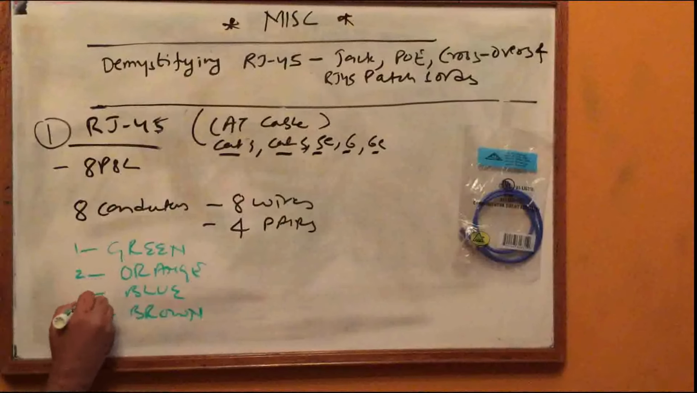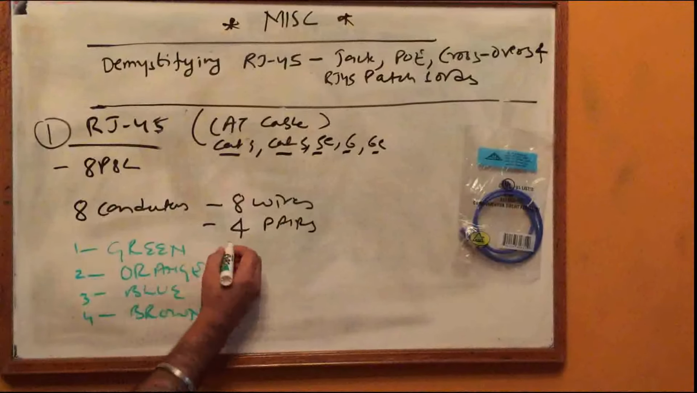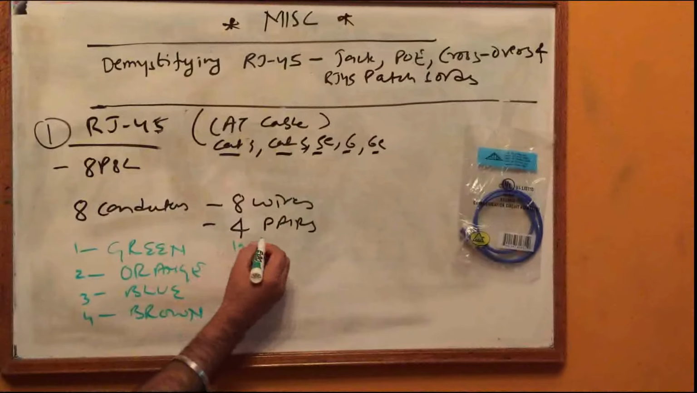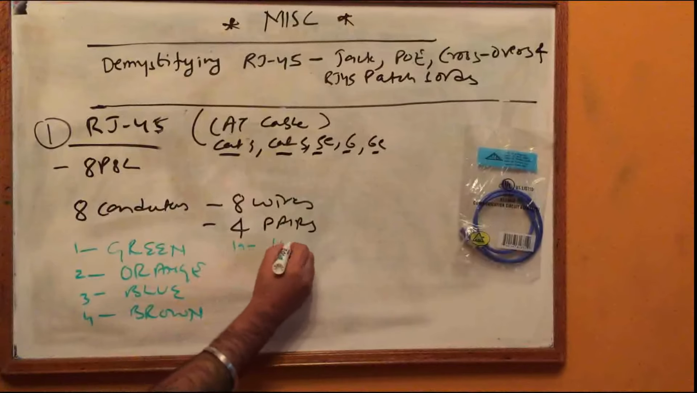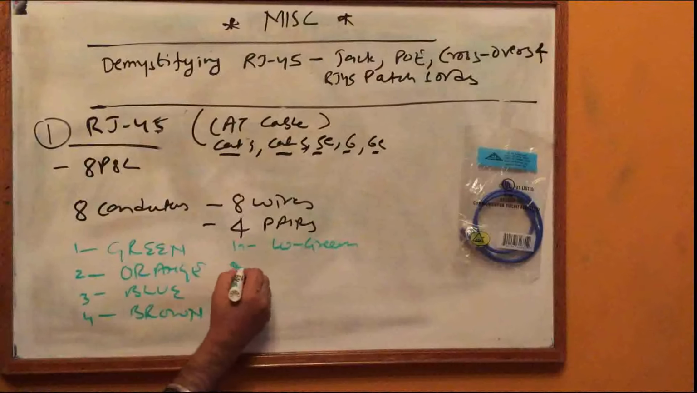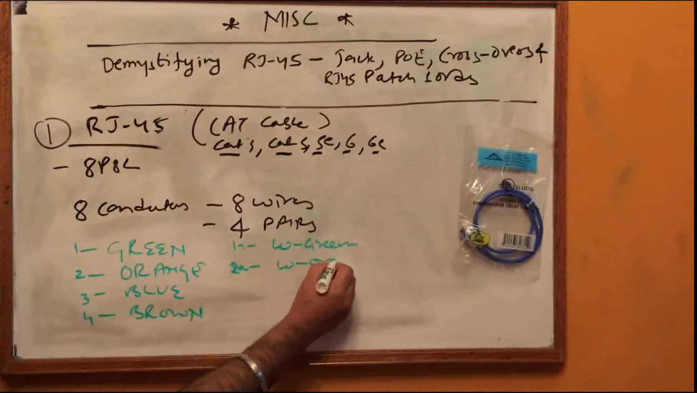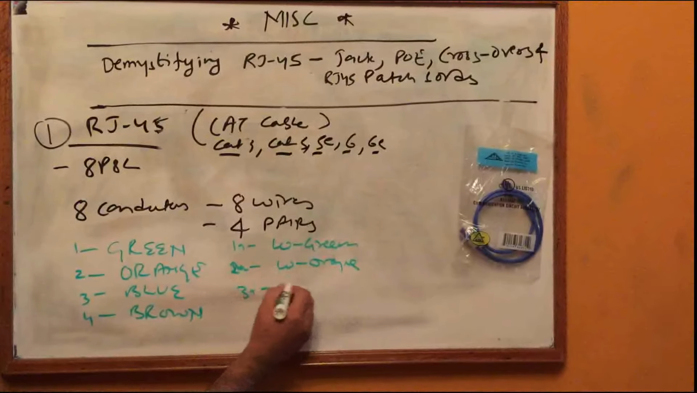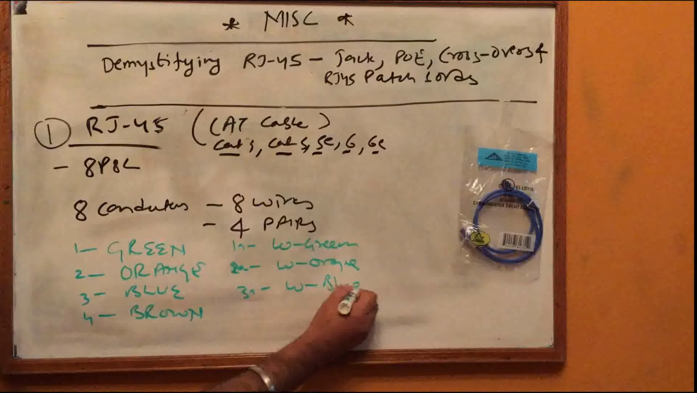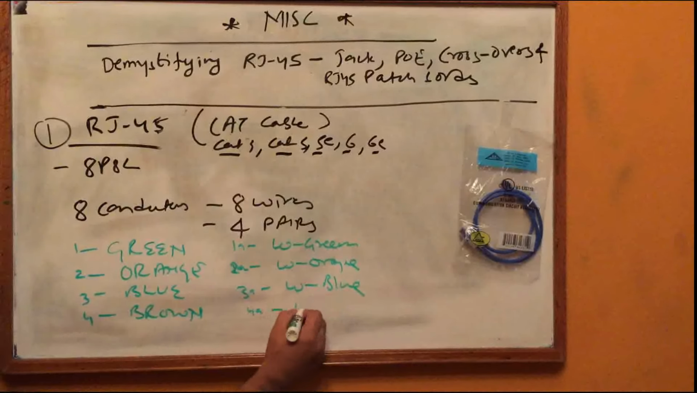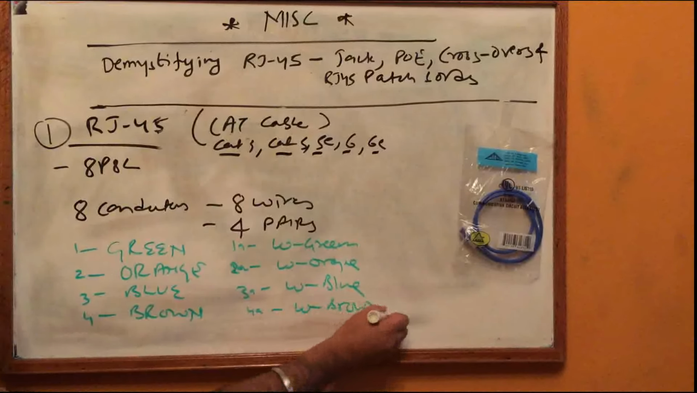First color, second color, third color, fourth color, right? So what is the other color? The 1A color is actually white green. 2A is white orange. 3A is white blue, and 4A is white brown.